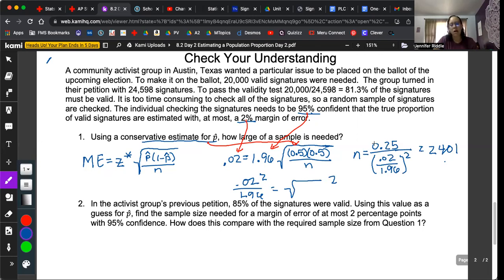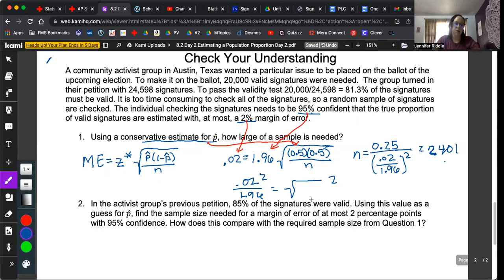Okay. A word of advice, I personally would work this in my calculator step by step. So I start by taking 0.02 divided by 1.96. Then I would square that answer. Then I would do 0.25 divided by whatever that answer was. Just because it makes everything a little bit easier, not rounding things, just pushing it through my calculator.